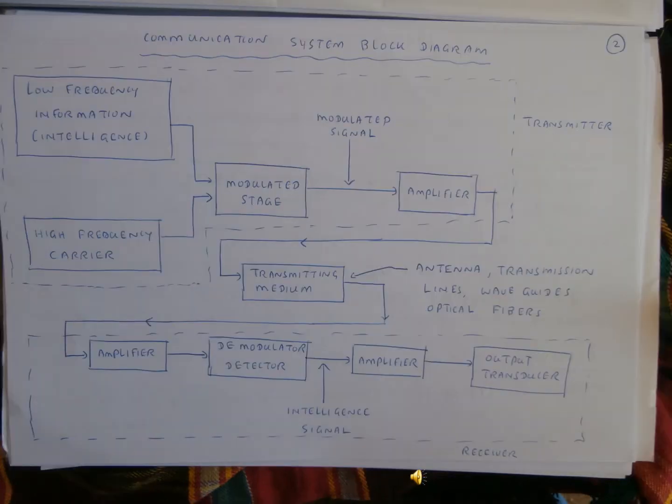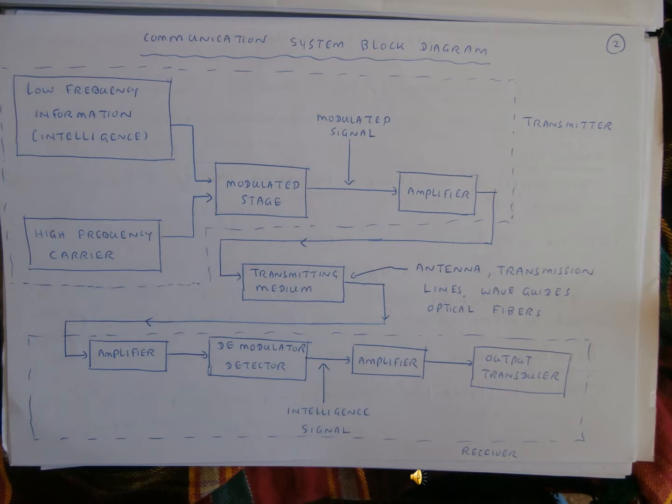The next topic is the communication system block diagram. In this case, we can draw the communication system block diagram. The low frequency information, which is the intelligent signal, and the high frequency carrier are combined in the modulator stage. This is the modulated stage, and the signal becomes the modulated signal, as information and carrier frequency are combined.